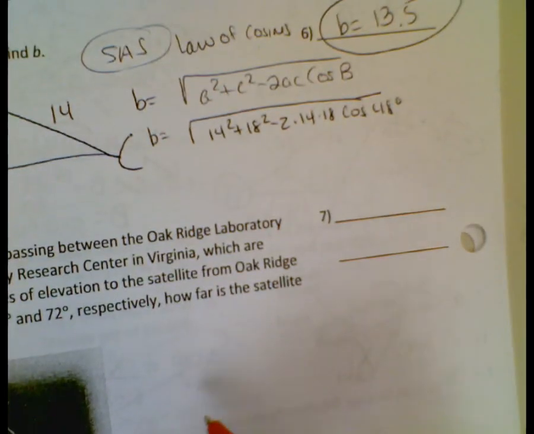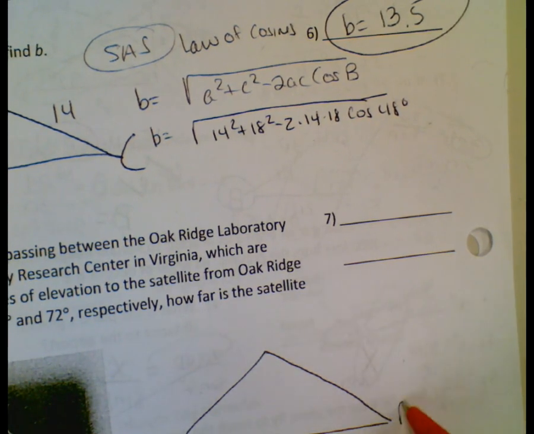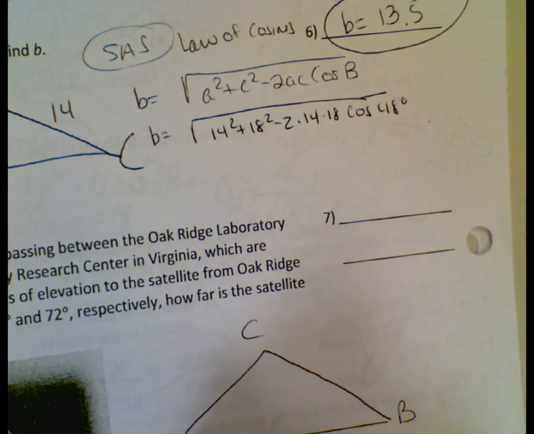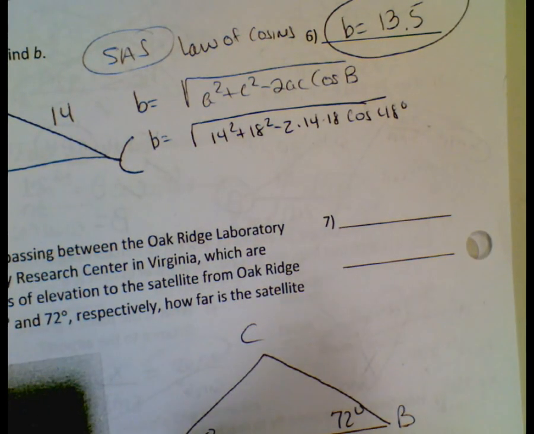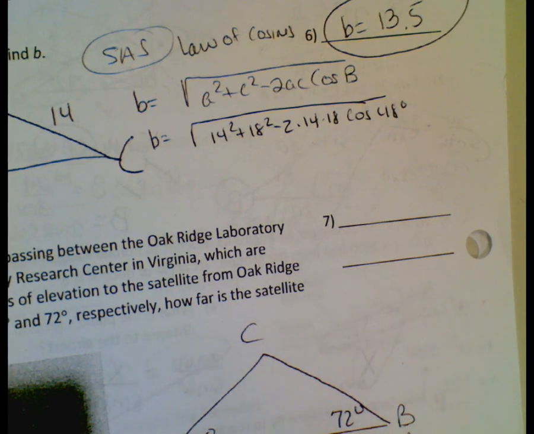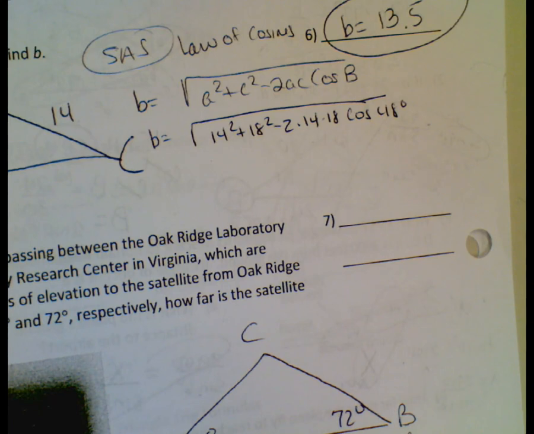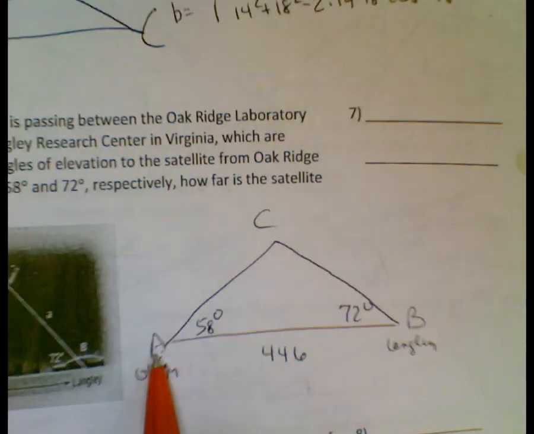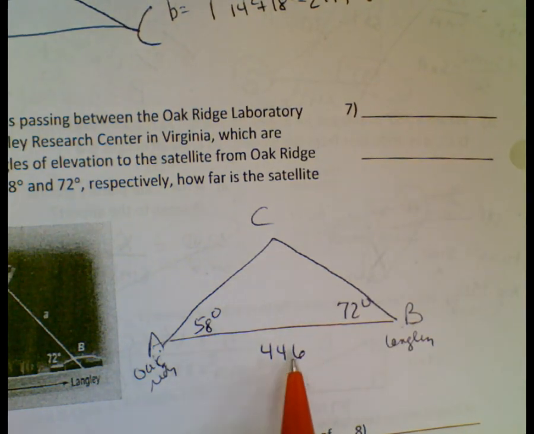So an Earth orbiting satellite, yep, they have a triangle here. It's kind of dark, so let's just redraw this. A. They have the B over here and the C. It's saying in the picture that this is 58 and 72, and this is 446. This is Oak Ridge and Langley. And this is just in case you can't read the picture that they gave you. So Earth orbiting satellite is passing between Oak Ridge Laboratory, which is right here, in Tennessee, and the Langley Research Center in Virginia. They are 446 miles apart. That was already in the picture.